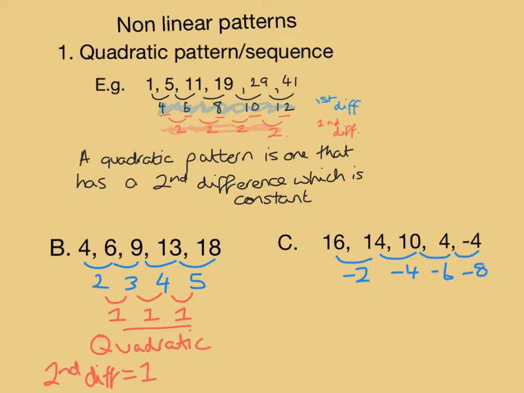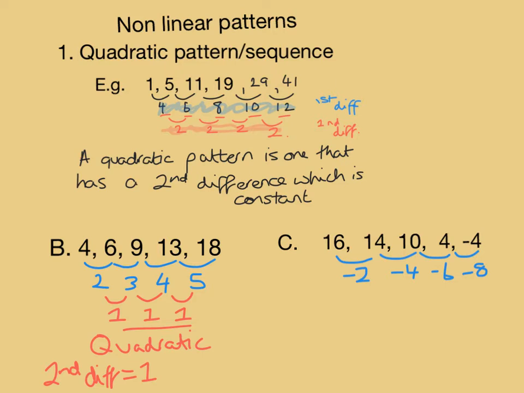Would there ever be a third difference which is constant? No, I've not come across third differences which are constant. We'll look at exponential later on, and with exponential you'll see a pattern in the third difference, but you won't see a constant third difference. Okay? So the second difference is equal to 1 in the first one.